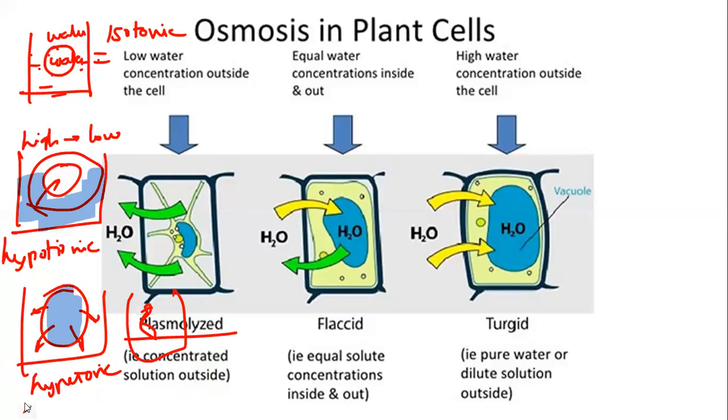I hope you understand what plasmolyzed is. When water is released from the cell, the cell membrane will start shrinking, and later the cell organelles will also shrink, and those types of cells are called plasmolyzed. This happens in a hypertonic condition, and later when it undergoes a hypotonic condition, it will be reversible. Plasmolyzed cells are reversible.